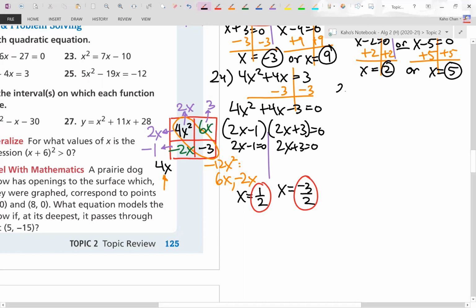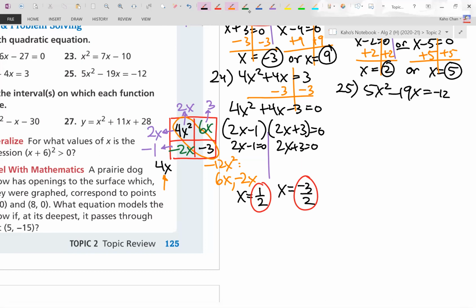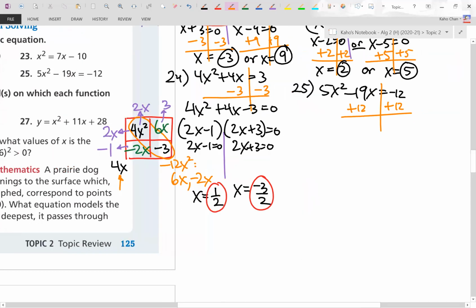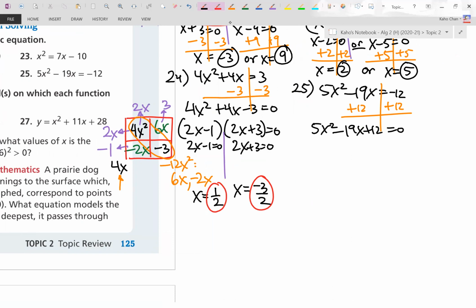25. 5x squared minus 19x equals -12. Add the 12 to both sides. Oh boy. This one's kind of scary. In fact, I might have to do the hybrid box method again. Well, this one, I can't guess this one. That's way too difficult, beyond my brain. Oh boy, kind of scared. It's in standard form now, put in the box.